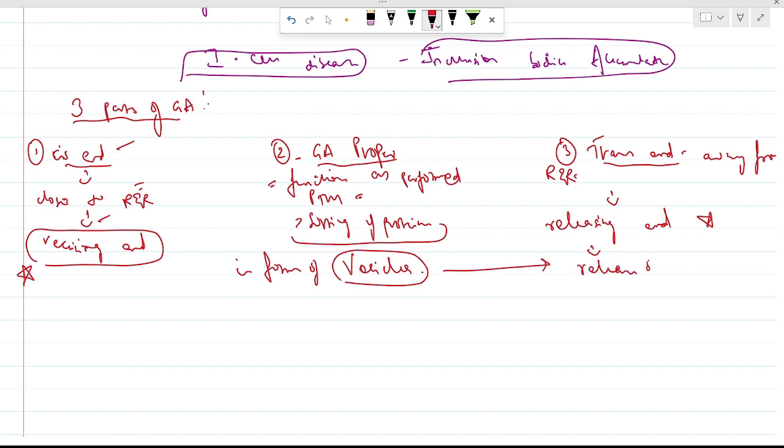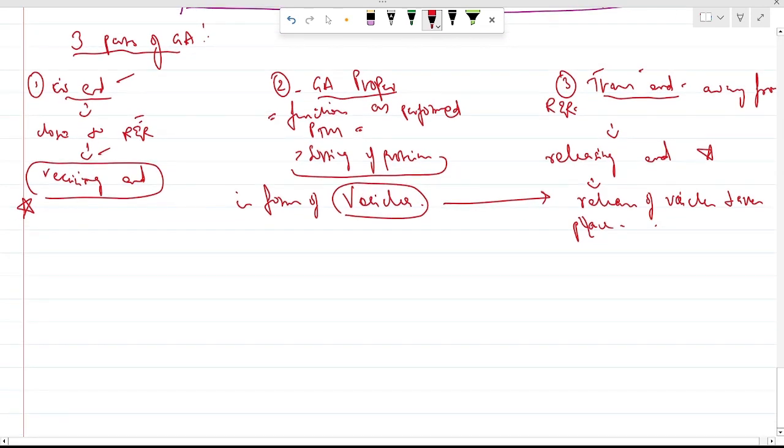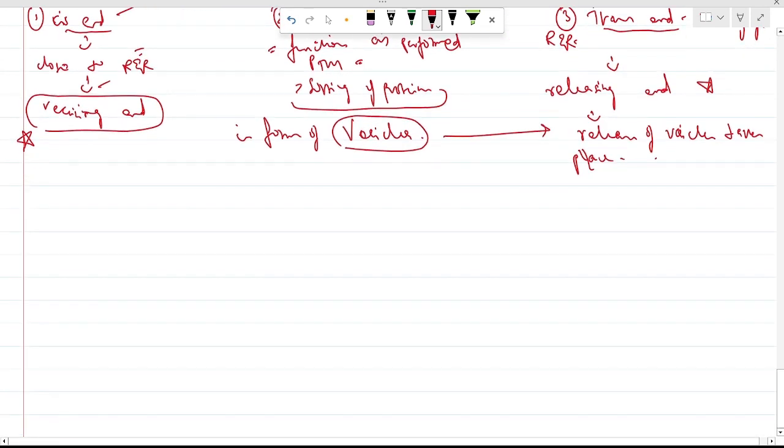release of vesicles takes place. The release of vesicles takes place in the trans end. The vesicles, after the processes of protein sorting and post-transcriptional modification, are released from the Golgi apparatus from the trans end. Receiving end is the cis end, releasing end is the trans end.